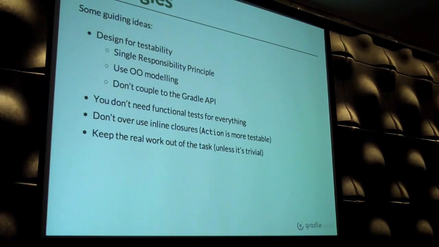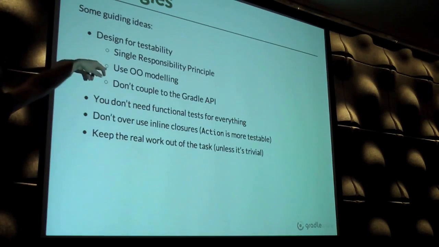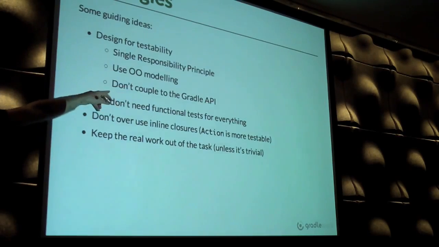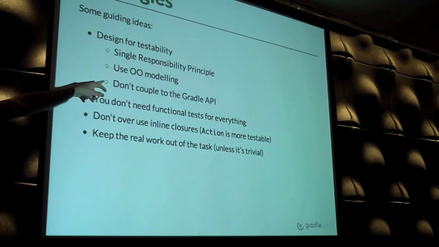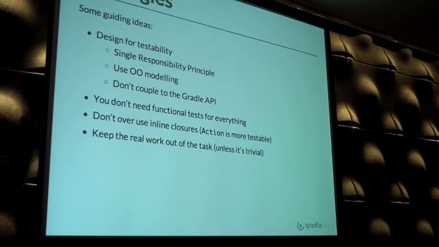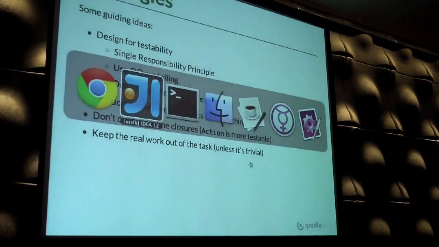How you design for testability, I mean, if you look at the Growing Object-Oriented Software Guided by Tests book, it's all the same stuff. Single responsibility, modeling, don't couple to an API. Remember when we looked at the test task, we saw all the logic was out of the test task into plain classes. It's the idea here, don't couple yourself. You don't need functional tests for everything, and don't overuse inline closures. It's kind of a subtle point.